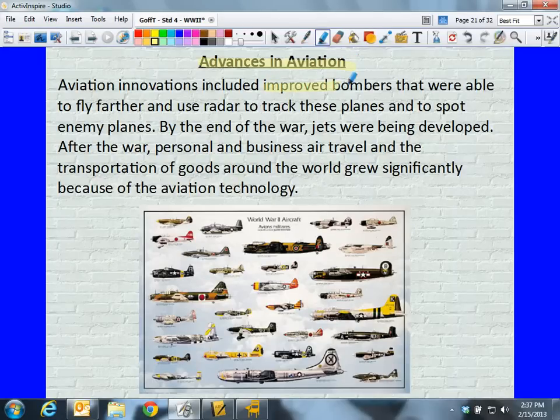So during the war, what were some things that happened? You had improved bombers that were able to fly further and use radar to track these planes and to spot enemy planes. This is going to impact the United States after the war because people are going to start using that as a form of transportation. So after the war, personal and business air travel and transportation of goods around the world grew. And it was all because of this effort during the war.